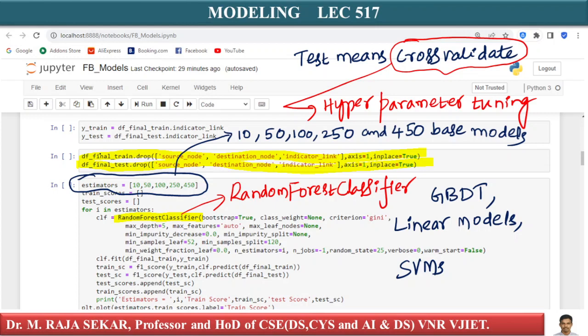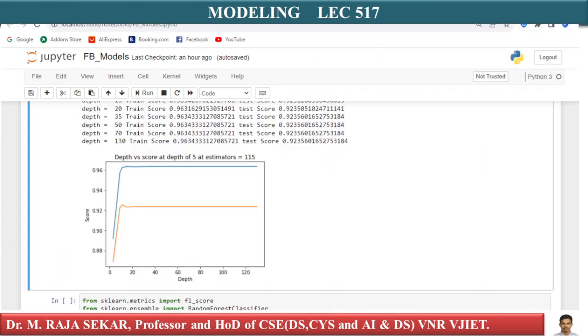There are two hyperparameters that we have for random forest. One is the number of estimators, isn't it? The other one is the depth. This is standard hyperparameter tuning on the number of estimators, which are the base models. There may be 10 base models, 50, 100, 250, 450, like this. And we found the best number of base learners is 115, based on both train and cross validate score.